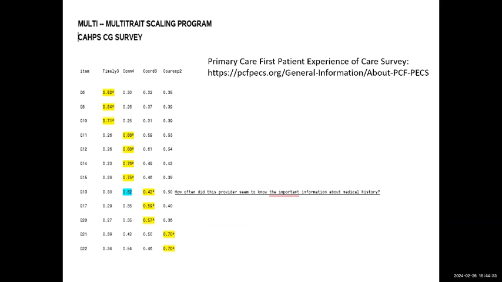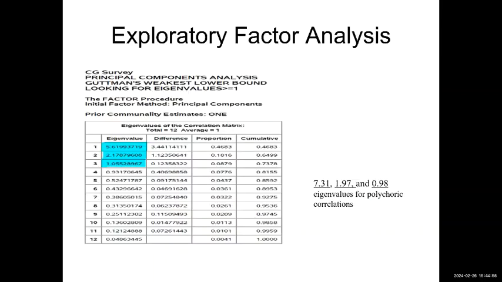In fact, there is a survey that's an offshoot based on CAPS where that's exactly what is done. That item goes into communication. So they have a 5-item communication scale. They don't score that as a separate coordination item. They actually put it in with communication. And that's the Primary Care First patient experience of care survey. So there is some precedent for doing that.